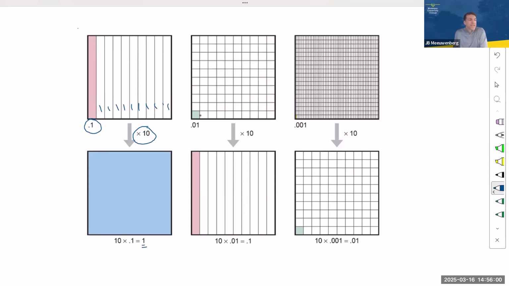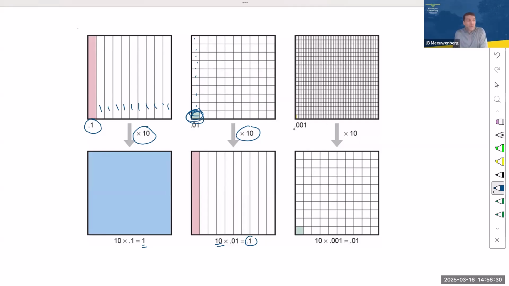Now let's look at the next picture. In the middle on top, 0.01 is 1/100th. Multiply that by 10, and it fills in that entire first column, which is equal to 1/10 or 0.1. So 10 times 100th is 1/10. 10 of these makes one of these.